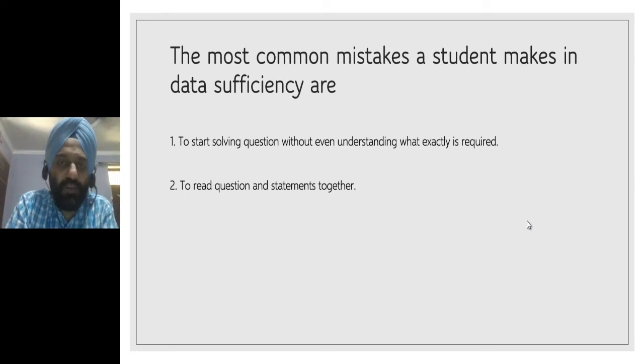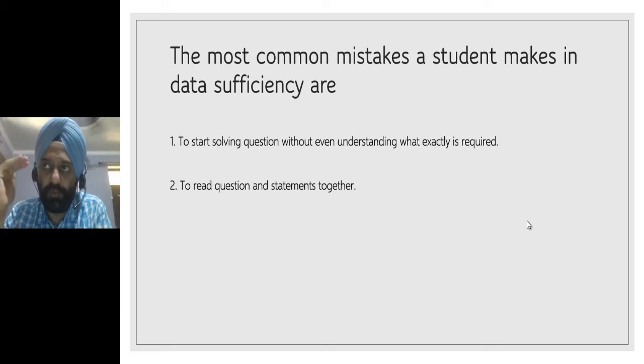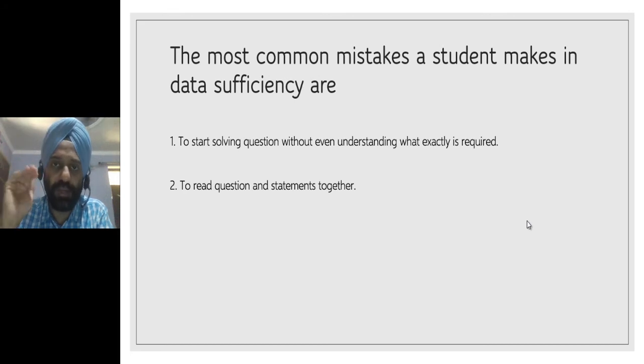The second mistake that students make is that they read the question and statements together, and then they get confused with the information. Always read the question first. Don't look at the statements. Once you are done with the question and you have analyzed and understood, okay, this is what I need to find, then look at the statements. Second, don't read both the statements together. Look at one statement at a time. Go step by step. Look at the first statement and see if it is sufficient or not, and then go to statement 2.